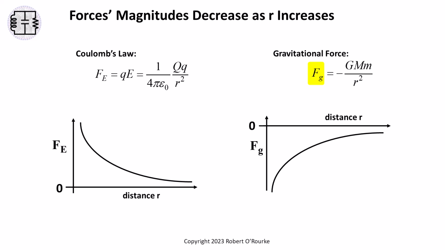As the distance r increases, the gravitational force F sub G becomes less negative. That is, the vector magnitude, or absolute value, of the gravitational force F sub G decreases. F sub G increases towards 0 as r increases.